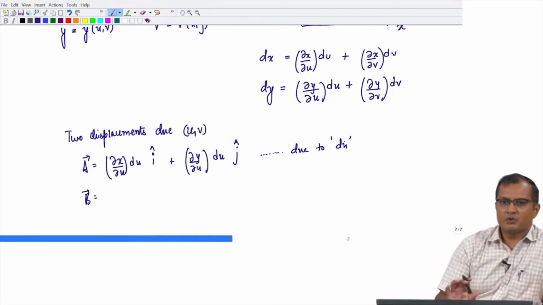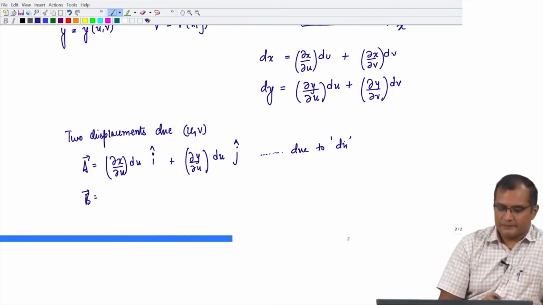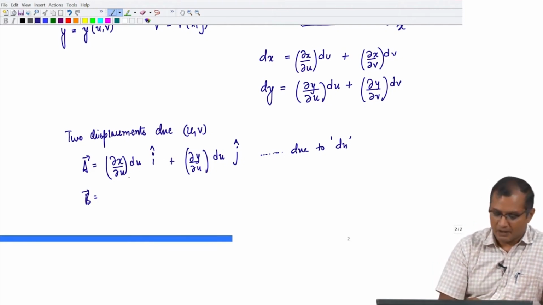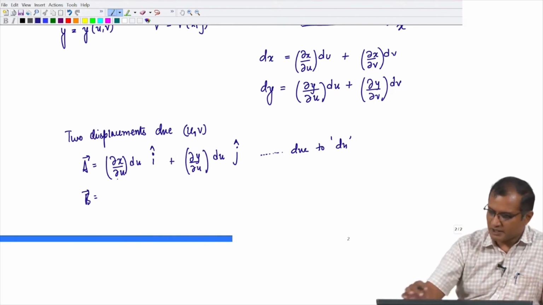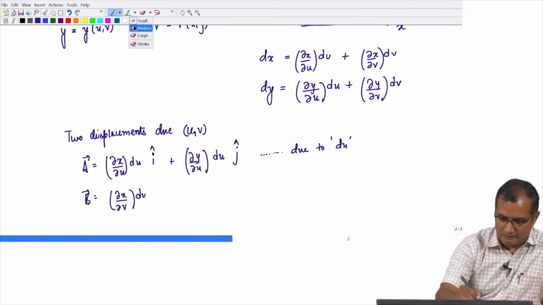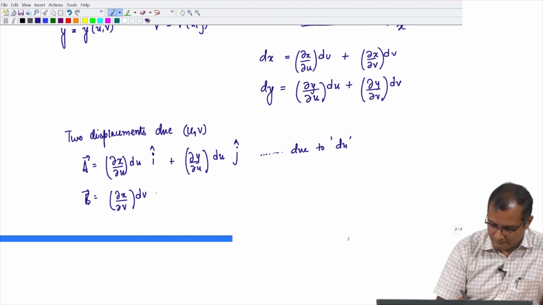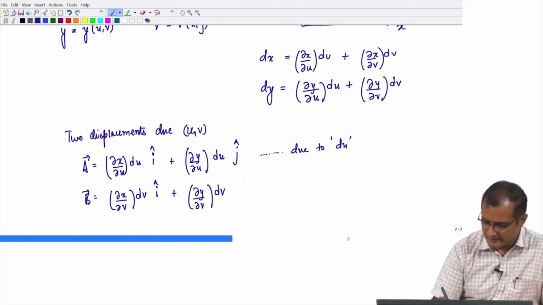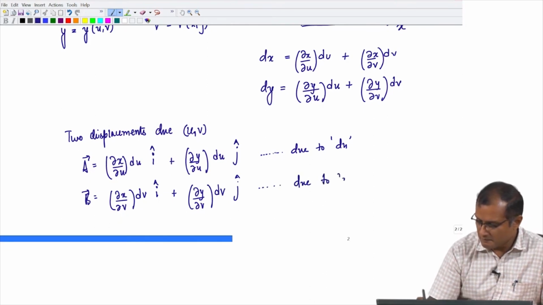So, the displacement due to du has affected my displacement vector A. Similarly, due to dv I can write down the other two parts, which is dx by dv plus dy by dv. So, this is basically due to dv.